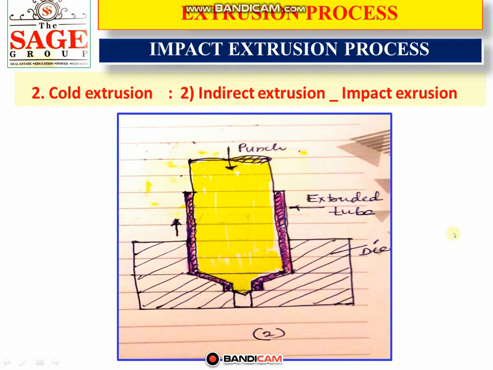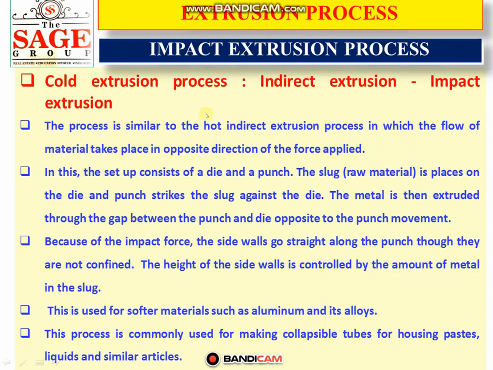So this is the impact extrusion process. These are the applications: it is used for softer materials such as aluminium and its alloys. This process is commonly used for making collapsible tubes for housing pastes, liquids and similar articles.